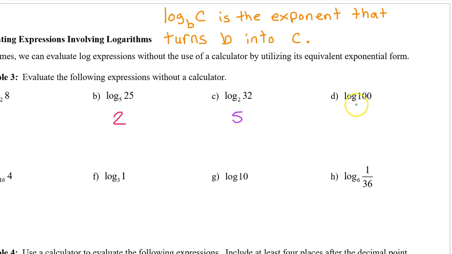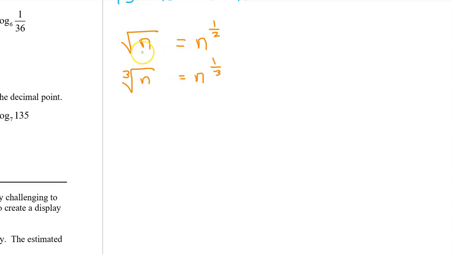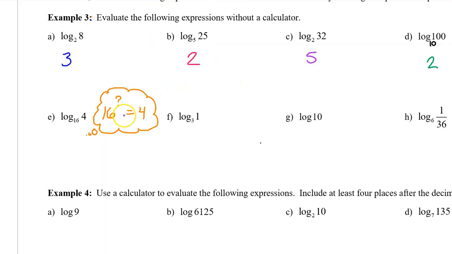For part D, remember that we have an invisible base 10 right here. So ask yourself, what power will turn 10 into 100? 2. 10 squared is 100. Did you know that the square root of n is the same thing as n to the 1/2 power? And the cube root of n is the same thing as n to the 1/3 power, and so on.